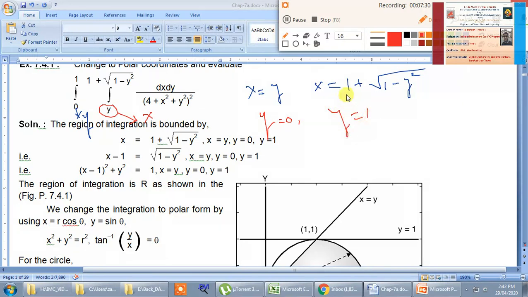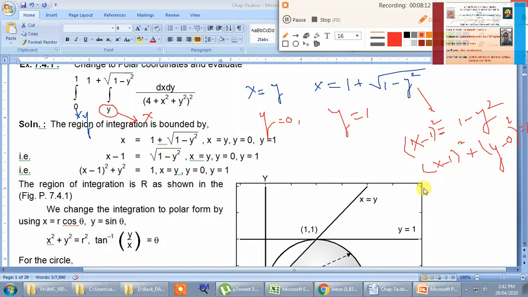Now I think the most complicated curve is x equal to 1 plus under root of 1 minus y square. Let us recognize what this curve is. For that, let me take this x on that side. So this curve becomes x minus 1 is equal to under root of 1 minus y square. Squaring, we get (x minus 1) whole square is equal to 1 minus y square. Taking minus y square to that side, we get (x minus 1) whole square plus y square, and y square can be written as (y minus 0) whole square, is equal to 1.